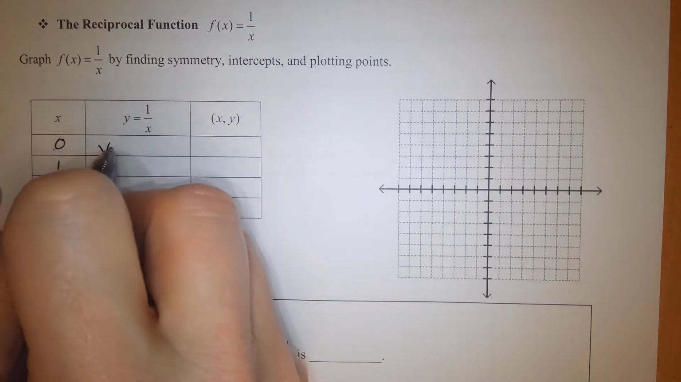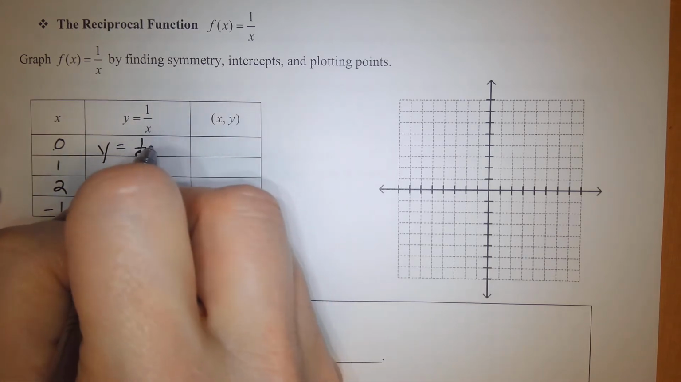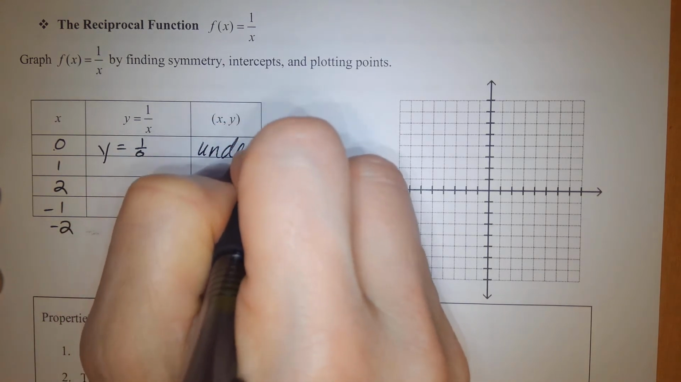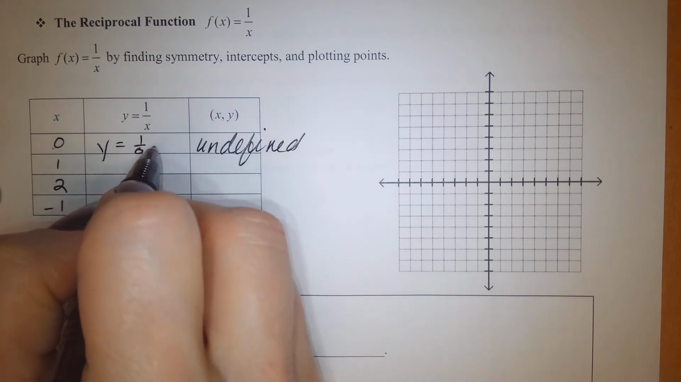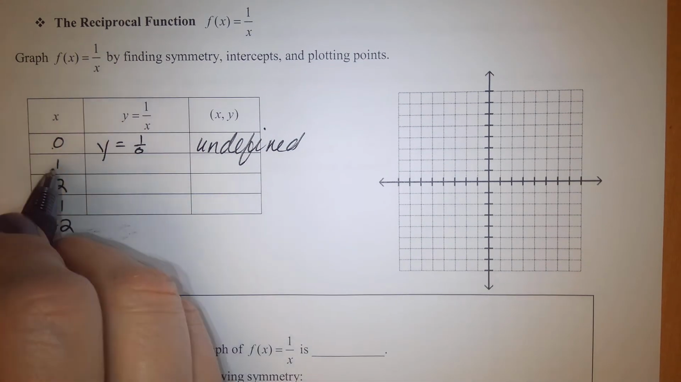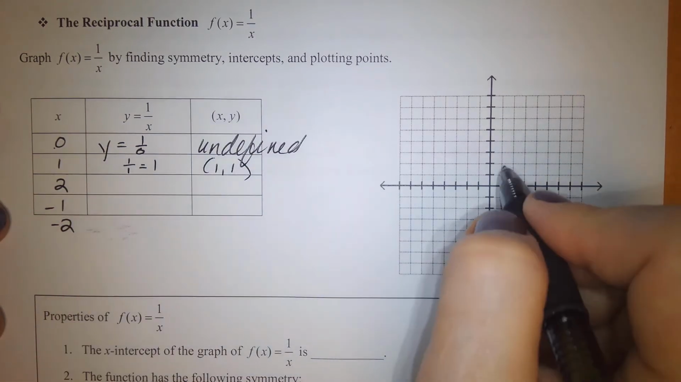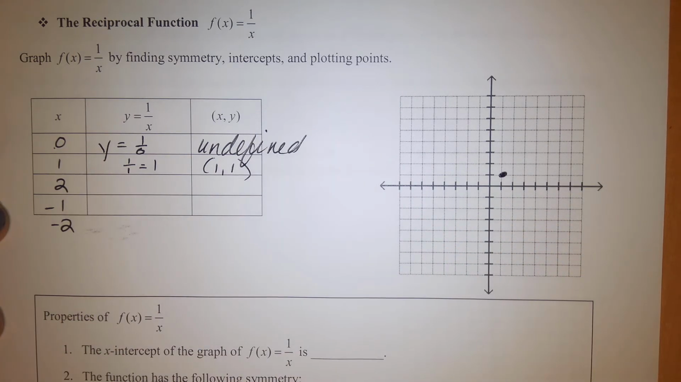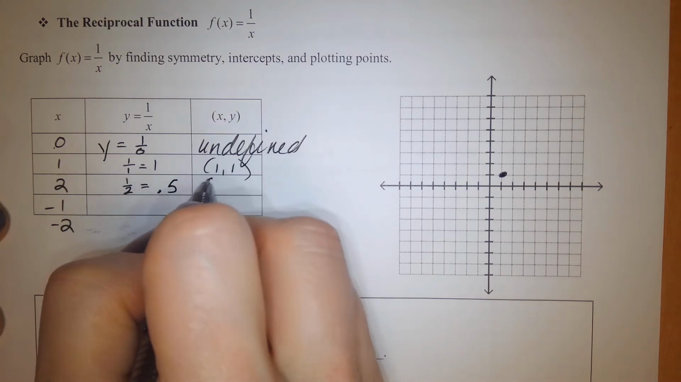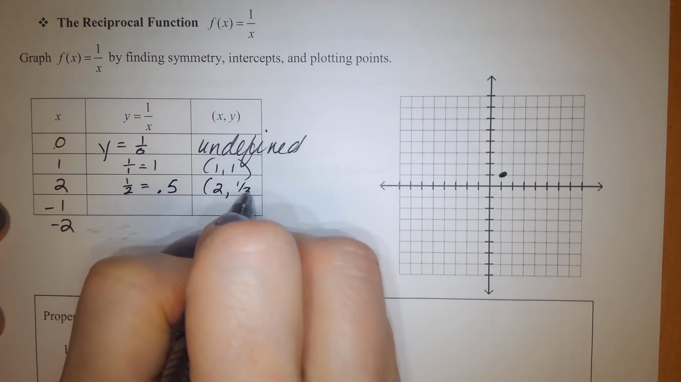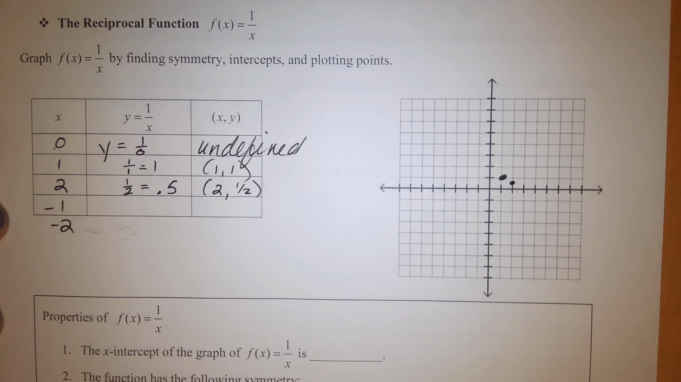So if I plug in a 0 for x, what do I get? Well, 1 divided by 0, oh, that's undefined. There is no point at 1 over 0. You cannot do that. So there is no point. If I plug in 1 for x, I get 1 over 1, which is 1. So I'll have a point at 1, 1. What if I plug in 2? 1 over 2 is 1/2, or 0.5. So 2 and then 1/2. You can see it's getting smaller.